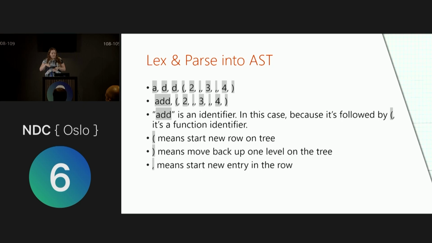Next, the parser takes over, and it sees that there's an identifier here that's followed by a left parenthesis. So that must mean that this is a function call. So we create the top-level node there. Left parenthesis means we start a new row on the tree, so we go down one level. If we encounter a right parenthesis, we go up a level. Comma means start a new node on the same row.